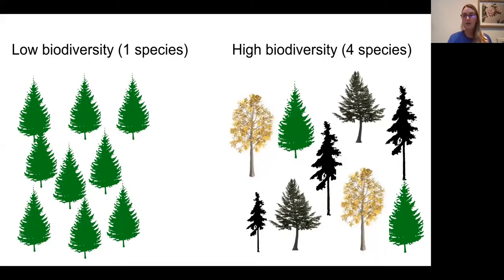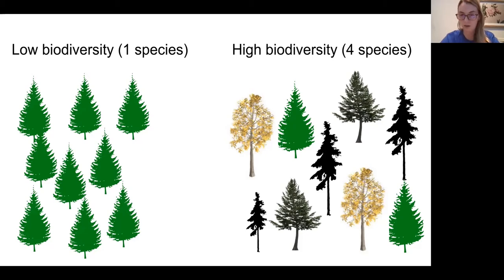Okay, I hope that helped visualize what biodiversity is and why it matters. I really like that video because it does a really good job of explaining the difference between high and low biodiversity, but with animals in a forest or in an ecosystem. Now I'm going to model why that's important for forest ecosystems, so just tree species rather than animal species.